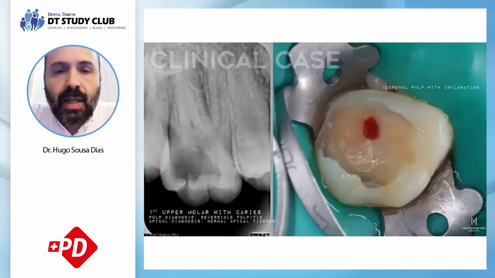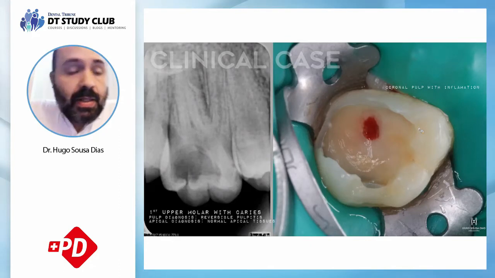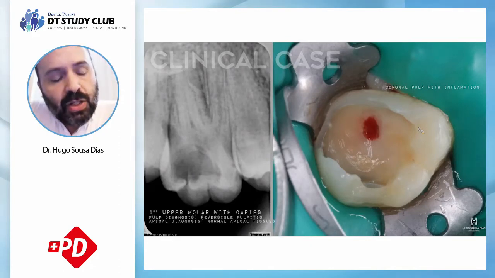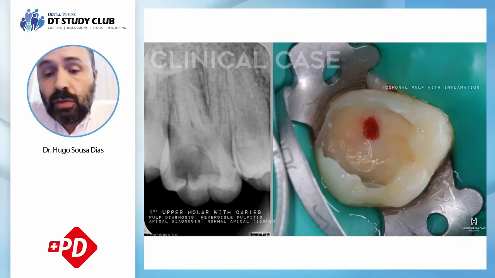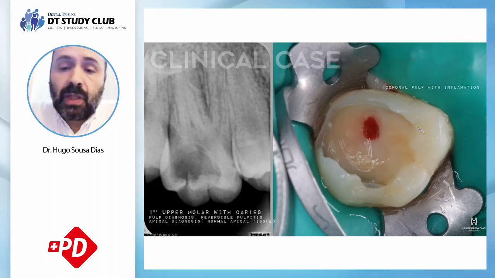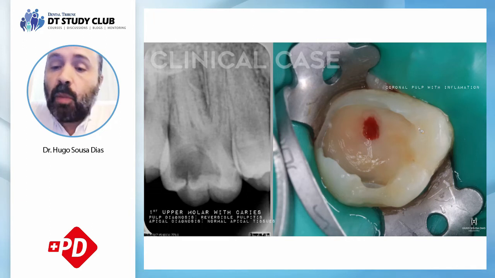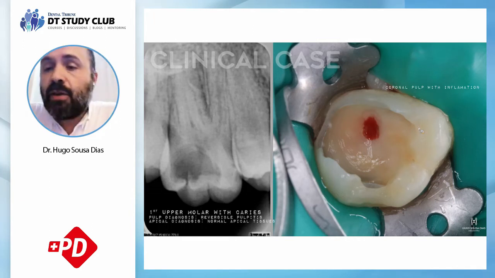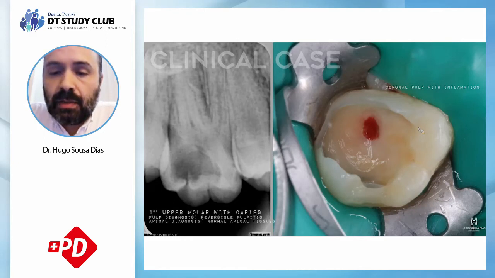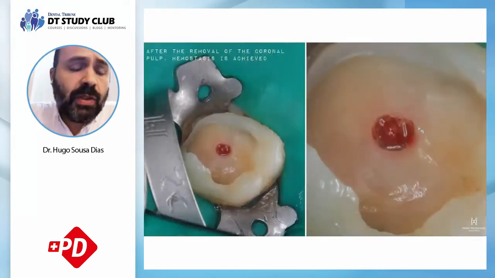Let's see this case. It's an upper molar in a young patient with a pulp diagnosis of reversible pulpitis and apical diagnosis of normal apical tissue. I cleaned all the caries tissue, and I'm going to expose a pulp horn. It's possible to see that I have coronal pulp inflammation because it is bleeding. And I'm going to remove the coronal part of this pulp tissue.